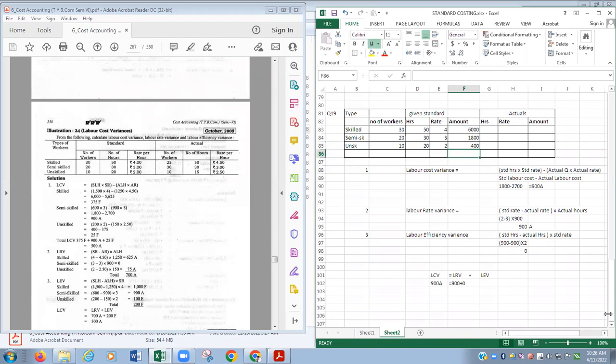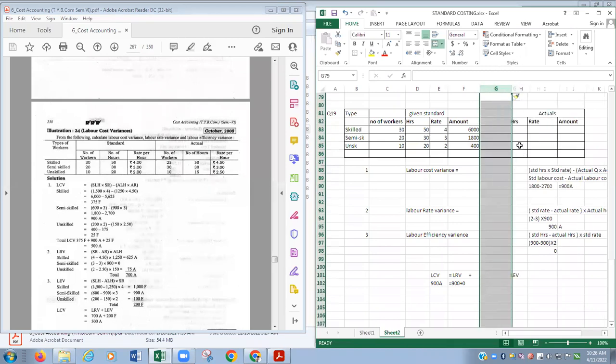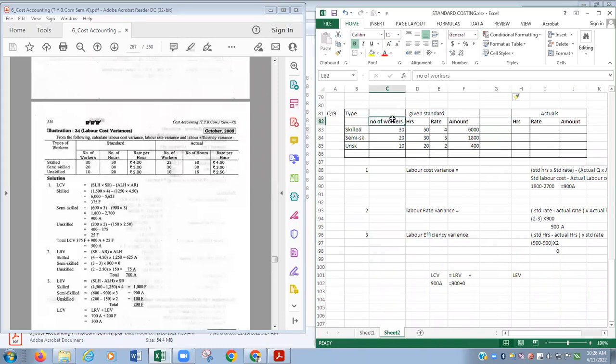Then actual, again here I have to have one more column inserted for number of workers.